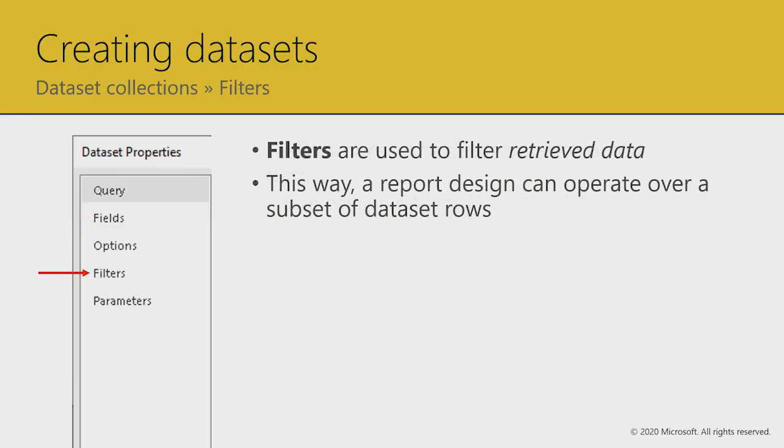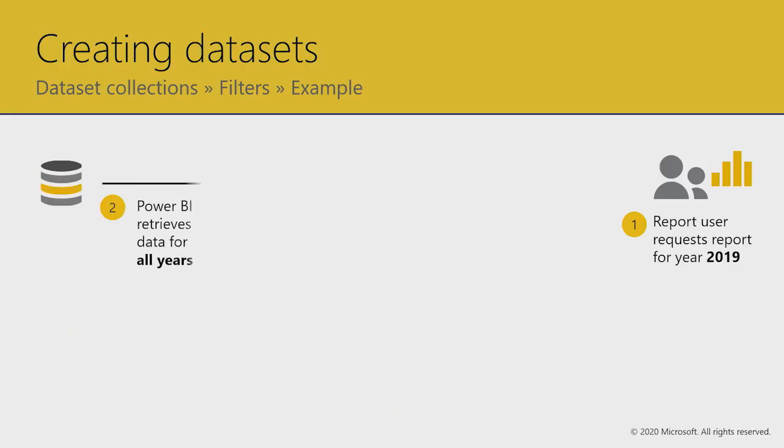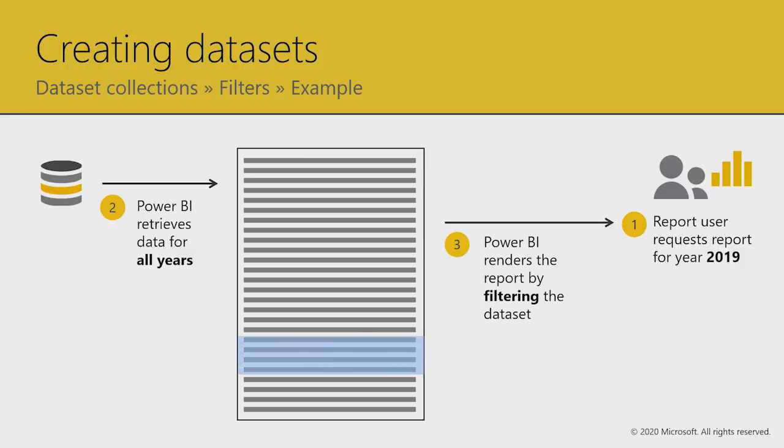When it comes to filters, remember they are used to filter the data that has already been retrieved. So this way, your report design can operate over a subset of the dataset rows. Now, why might this be of interest to you? Let's see by example then. Yes. A report user is saying, I want to see sales for 2019. Now, your report design could retrieve data for all years. Now, that's not terribly optimal, but what you're anticipating as a report author is that they're going to switch between different years. So see what happens is that Power BI will render that report by filtering the data that has already been retrieved. That's right.